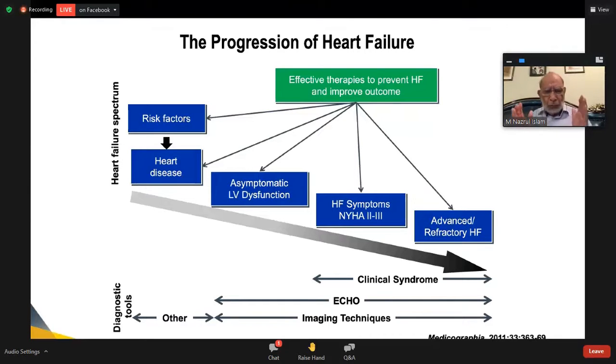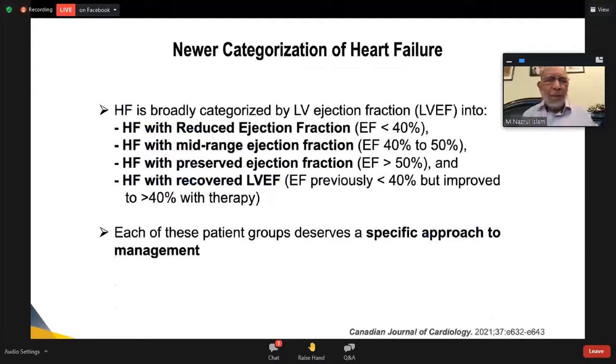So this is the compact progression of heart failure, and we must remember that at the early stage of heart failure, if you can institute treatment, we can give patients a better life. But recently, there is a new categorization of heart failure.